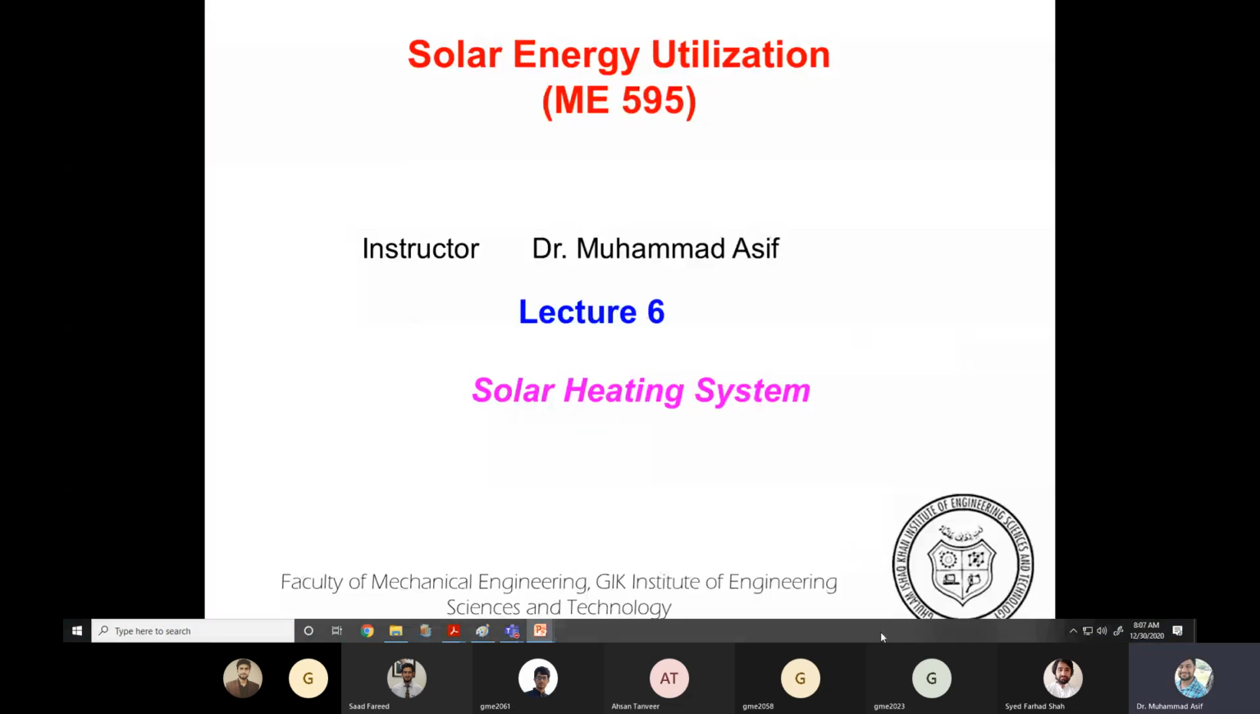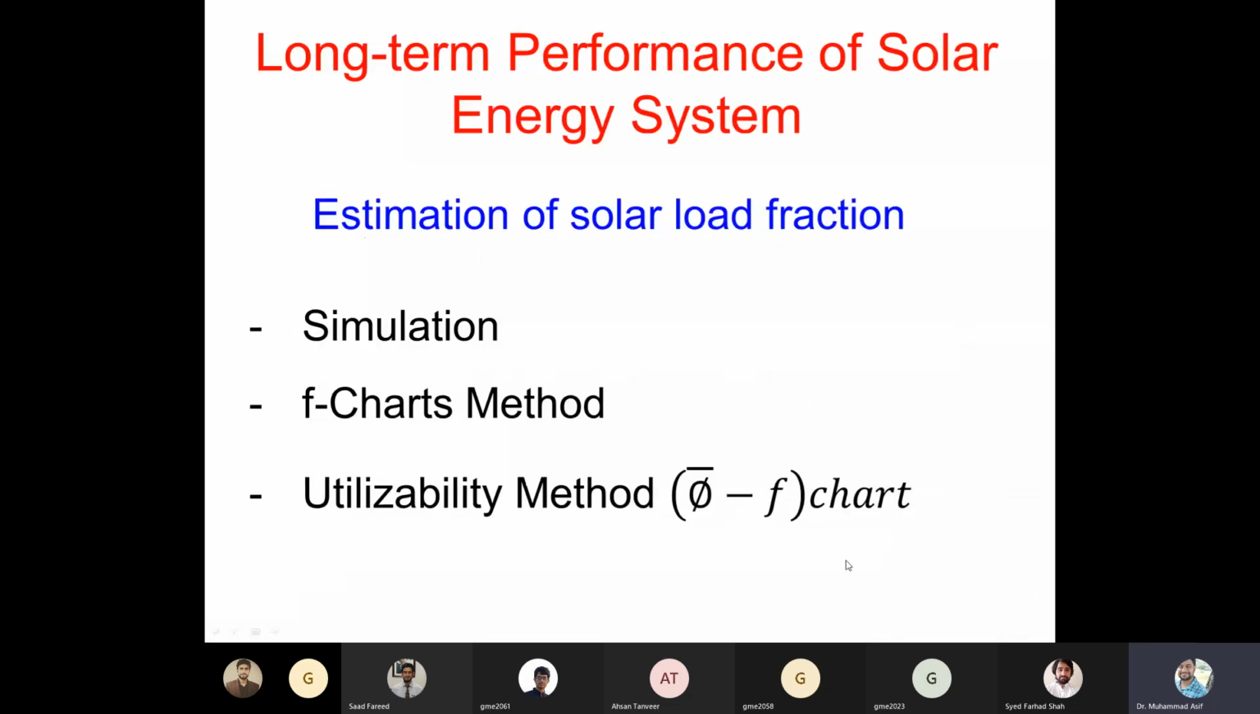Okay, let's continue. Basically, in the previous class, we studied the long-term performance of a solar energy system, and we estimated a performance index. It's called the solar load fraction, right? It could be on a monthly basis and it could be on an annual basis. Annual is the weighted sum of this, I mean the sum of F_i L_i and the sum of L_i. So this is a weighted average.